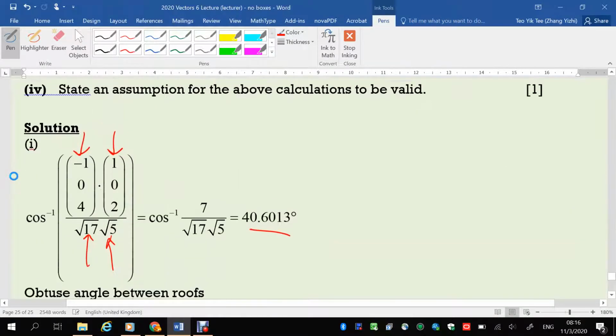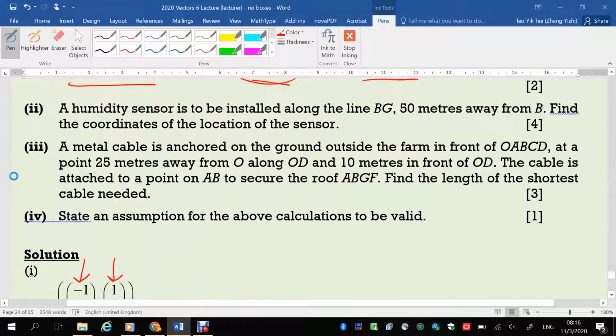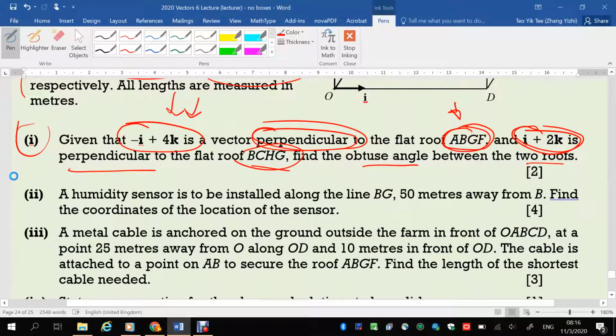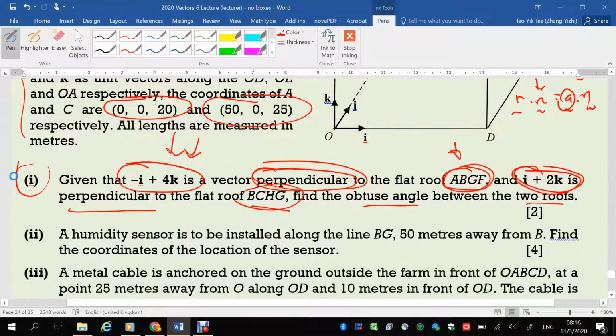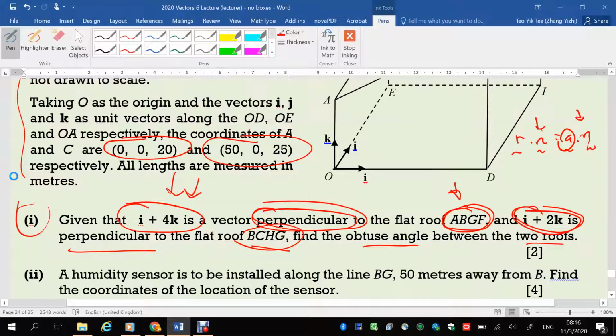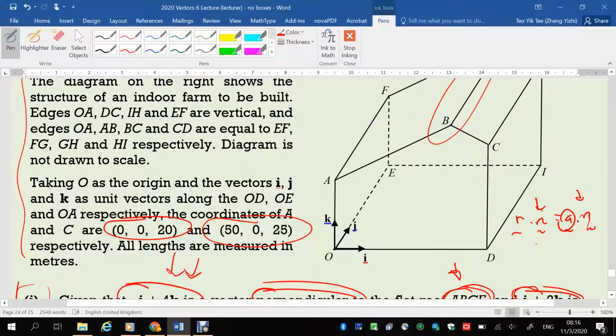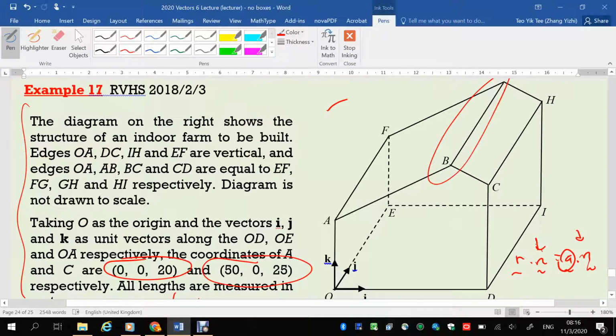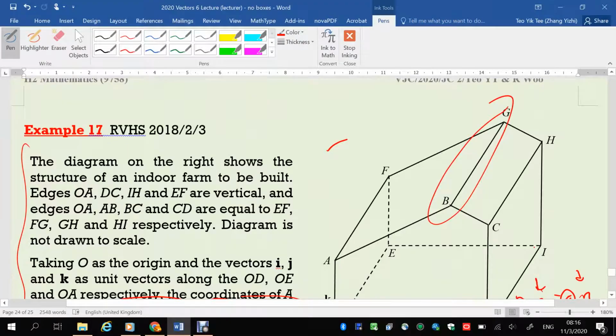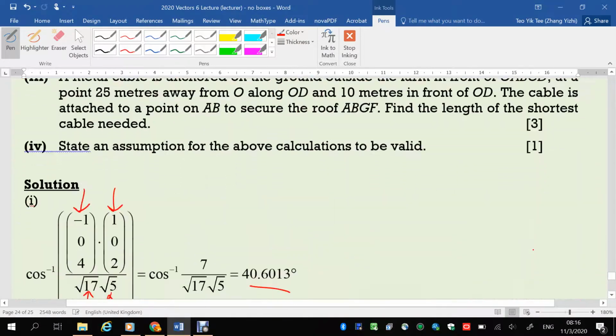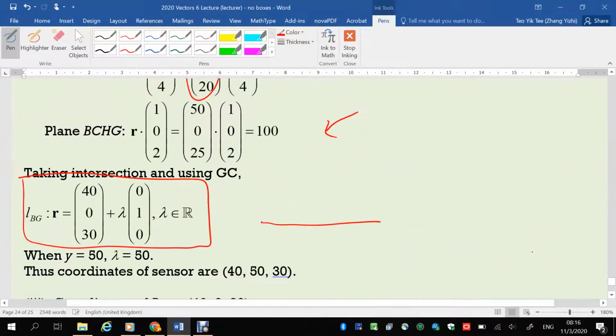Then you need to understand the story again. Go back and comprehend the story one more time, re-strategize and see what you need to do. Your job is to find the location of the sensor. The sensor is 50 meters away from B, in the line BG. So what you need to understand is this theory.